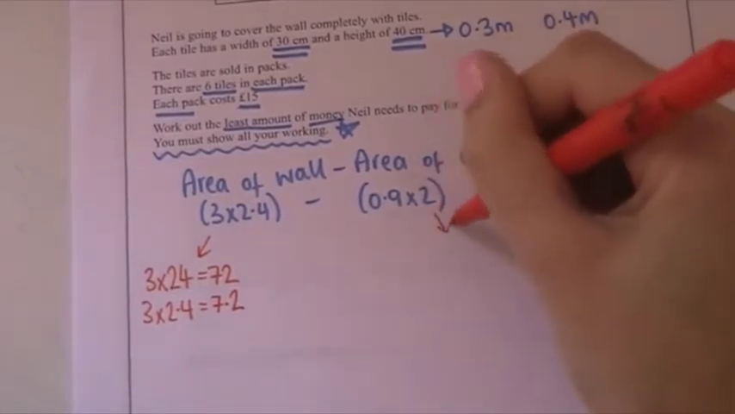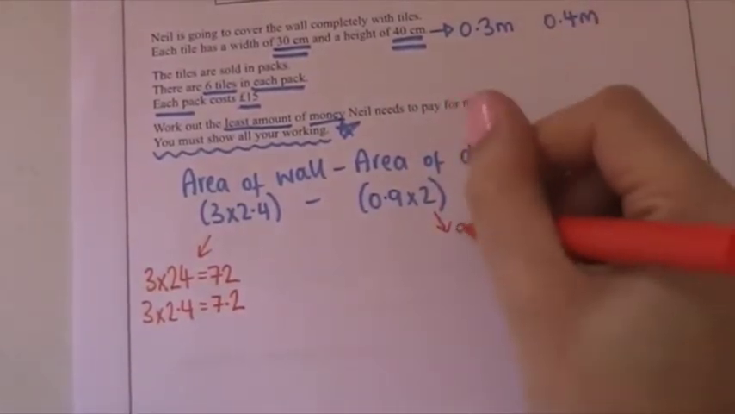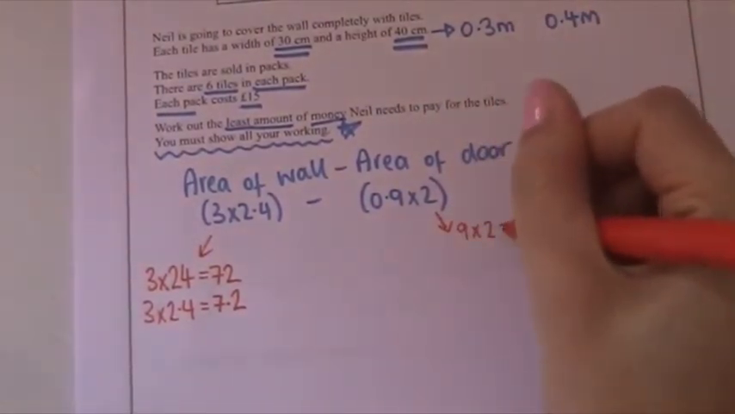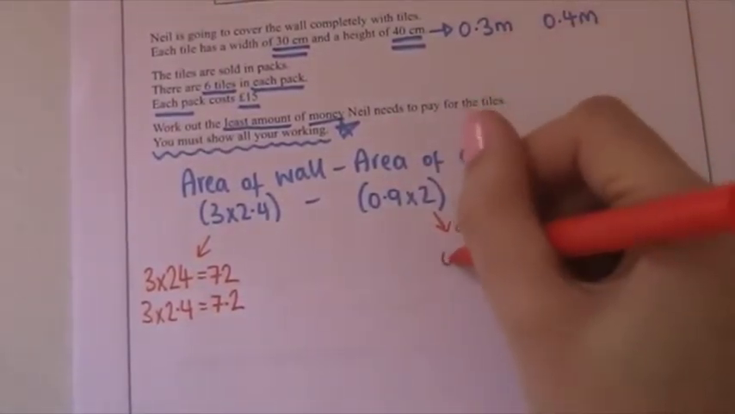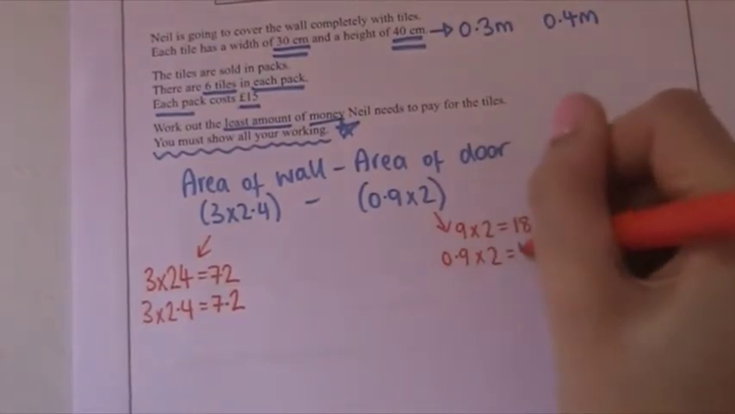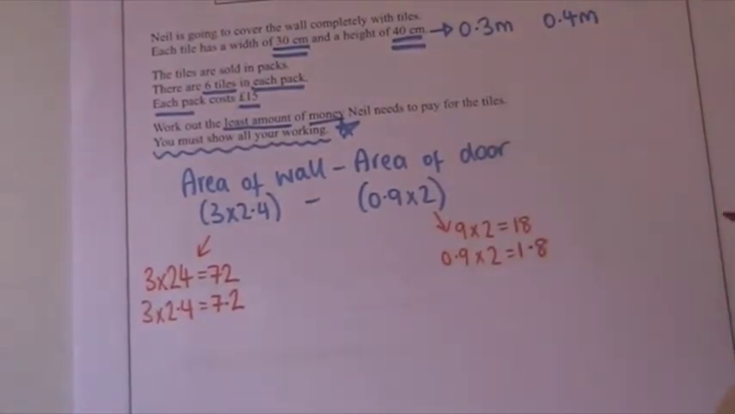Same over here. Instead of 0.9 times 2, I could say that 9 times 2 equals 18, so I've timesed my 0.9 by 10. So I must make sure that I divide my answer back to 1.8, because I'm timesing by 0.9, not 9.